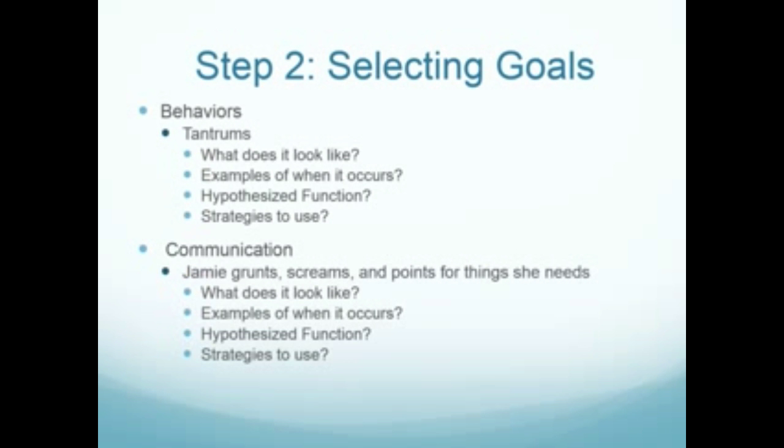So I want you guys to try the communication one. We'll do it together. You don't have to write it down if you don't want to. So for communication, what does it look like? I wrote it out for you already. Jamie grunts, screams, and points for things she needs. So, examples of when it occurs. Can someone give me an example of when this might occur?